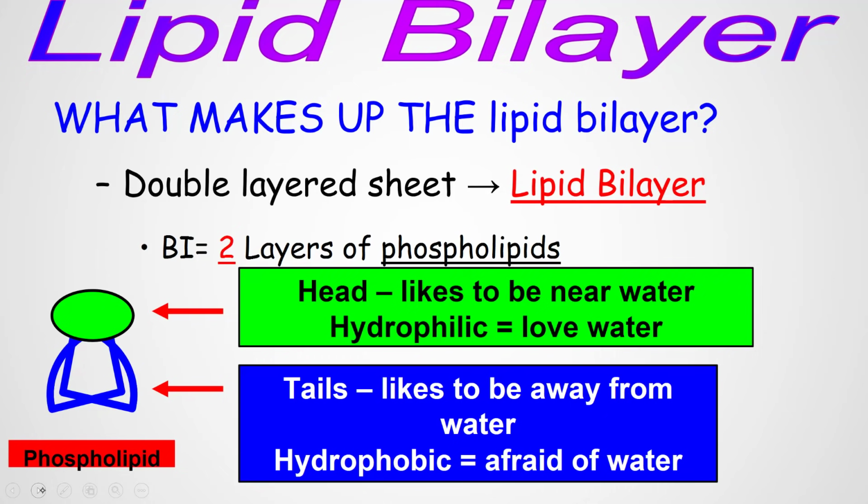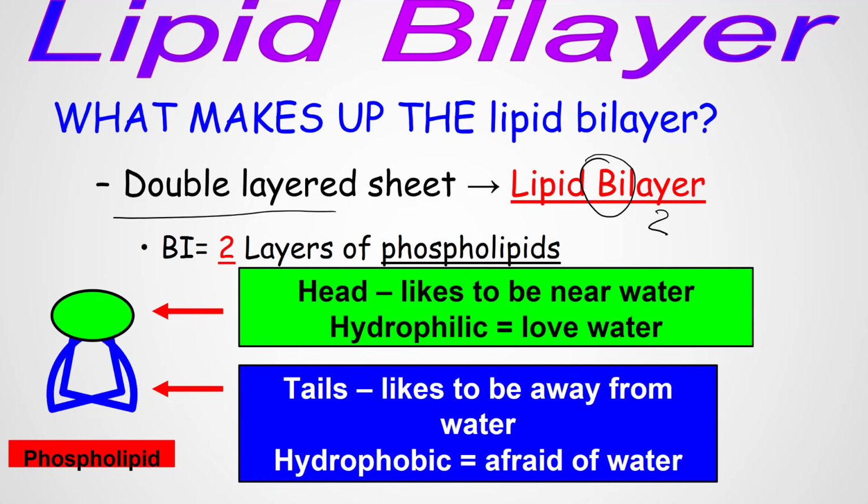Now, the lipid bilayer, let's go ahead and look at that a little bit more, since the lipid bilayer is a lot of the components of the cell membrane itself. So bilayer means that it's double layered. The prefix bi means two. So it means it's a double layered sheet of phospholipids.